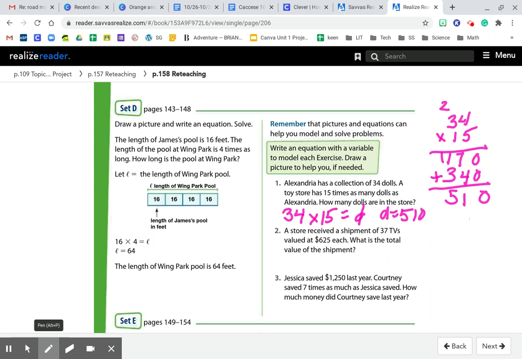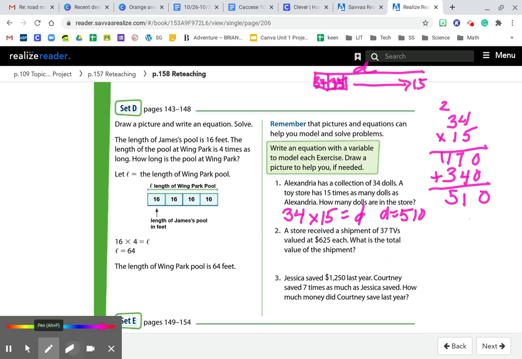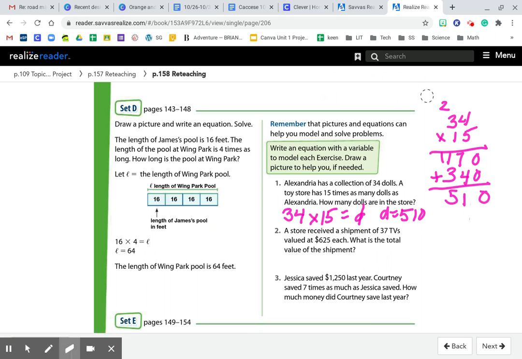And if you made a bar diagram, you would say, I don't know what my dolls are, but I know I have 34 times 15, which would be super annoying to make 34 little blocks 15 times. So sometimes people go like this, 15 times, just to show you, 34 is repeating over and over again. But that one doesn't really lend itself very well to a drawing, because you'd have to make a ton of little boxes there, and that would be kind of silly. So you can use a picture to help you if you want, but you don't have to.